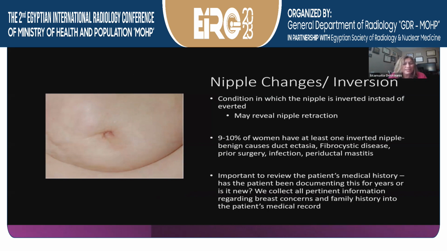9 to 10% of women may have at least one inverted nipple for benign reasons, such as prior surgery, an infection, fibrocystic disease. It's important to review the patient's medical history so you know if there's been surgery there or a trauma. So you know that that's not a new condition, but something that's been there for many years.